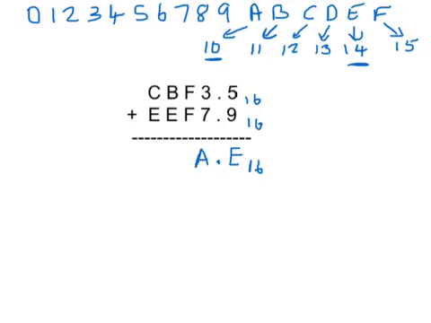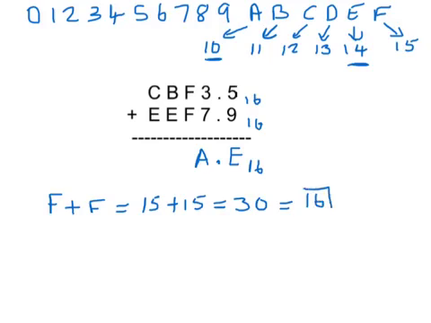Now for the next one, we'll write this down here. We have F plus F. Now F plus F in decimal is equal to 15 plus 15, and 15 plus 15 is equal to 30. Now that's decimal 30. If we want to convert that to hexadecimal, it's equal to one group of 16 plus 14. Right? And 14, again, if we look up here at the top, 14 is actually the symbol E. So this is equal to 1E base 16.